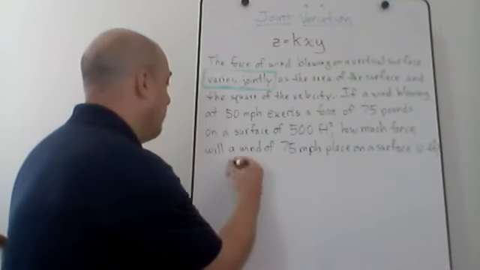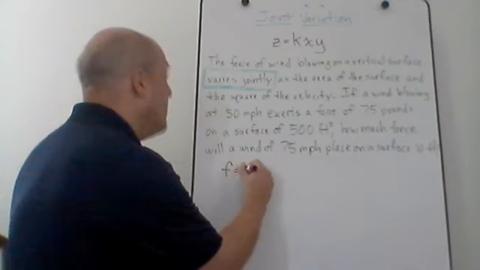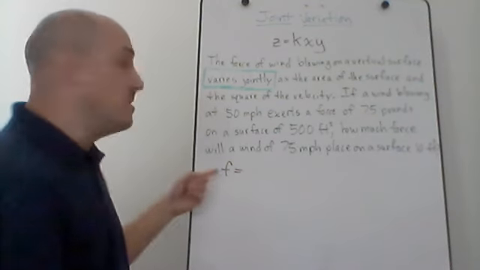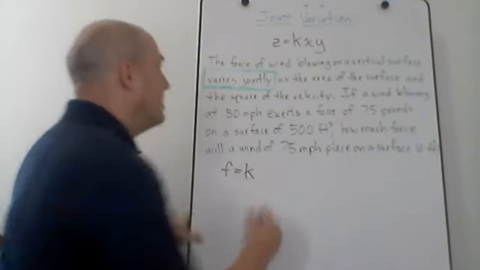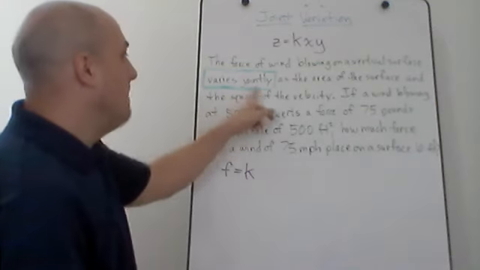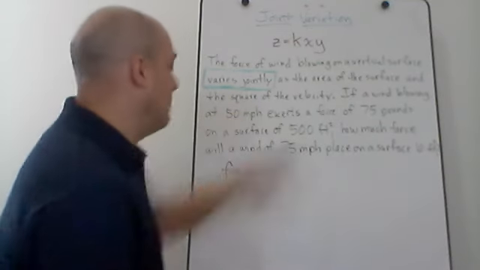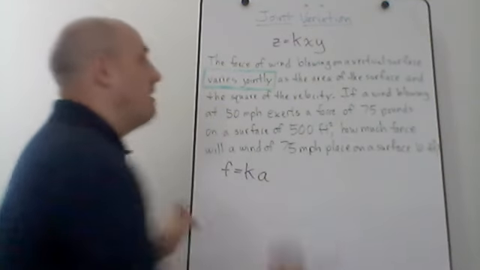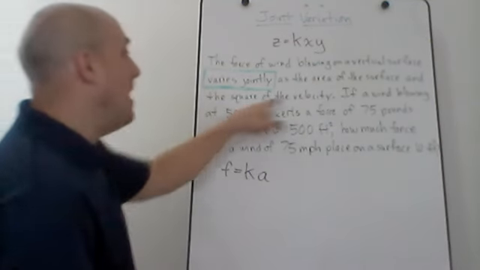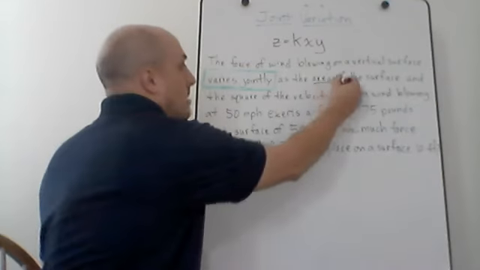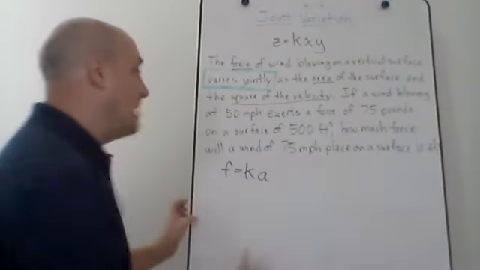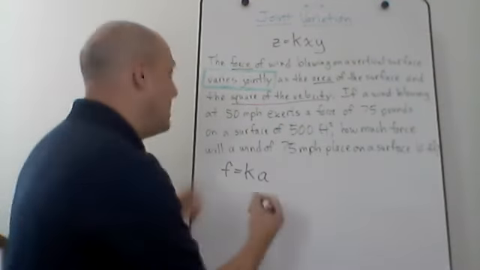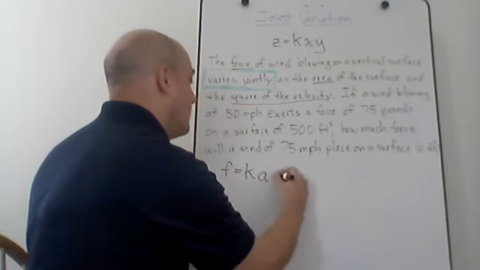So let me start with the force of the wind, F, equals, and I use F for force here, equals the constant K times two other things. So it varies jointly as the area of the surface. Let me use A for the area of the surface and the square of the velocity. So I have the area of the surface, the force of the wind, and then the square of the velocity. I'm going to use V for velocity, but since it's the square of the velocity, that's going to be V squared.